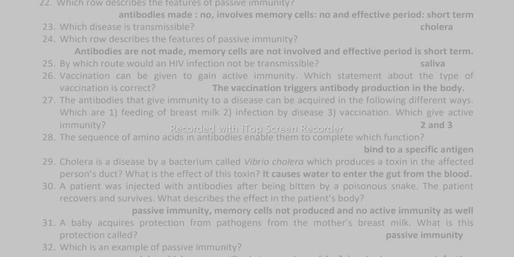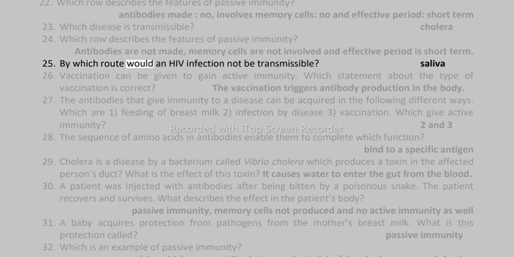22. Which row describes the features of passive immunity? Antibodies made, no; involves memory cells, no; effective period, short term. 23. Which disease is transmissible? Cholera. 24. Which row describes the features of passive immunity? Antibodies are not made, memory cells are not involved and effective period is short term.